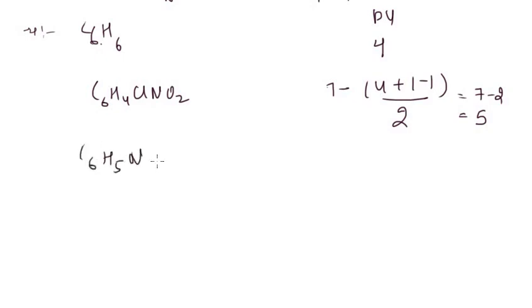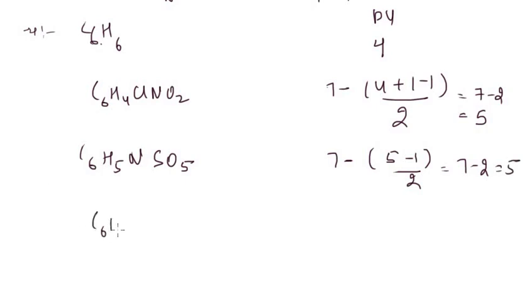C6H5NSO5. 7 minus 5 minus 1 by 2. Because 7 means 6 plus 1, carbon 6 plus 1, and 5 hydrogen, 1 nitrogen, sulfur and oxygen we have to neglect. So it will be 7 minus 2 equals 5. C6H5ClO. 7 minus 5 plus 1. Because halogen we have to add and nitrogen we have to subtract. Divided by 2. So it will be 7 minus 3 equals 4.